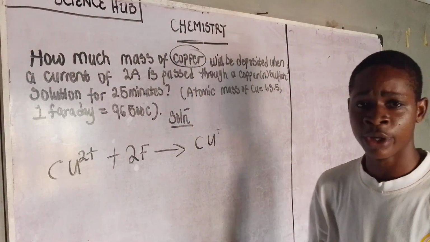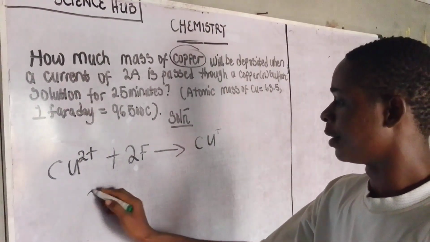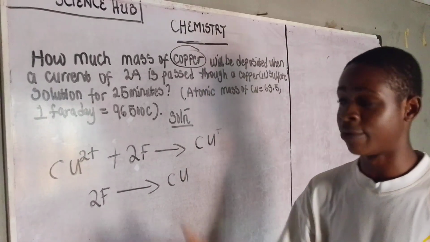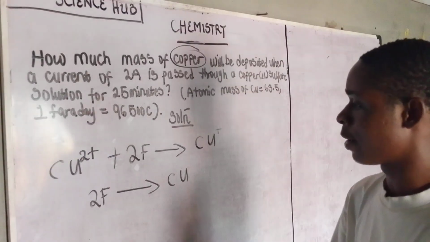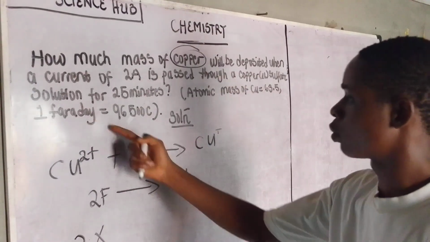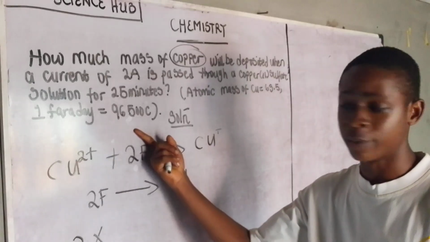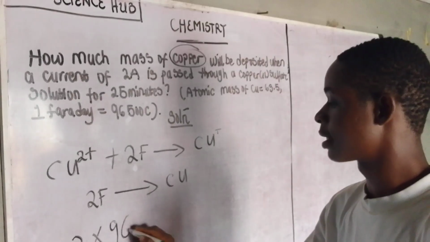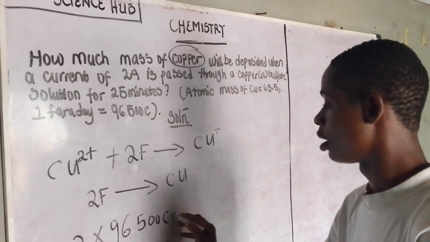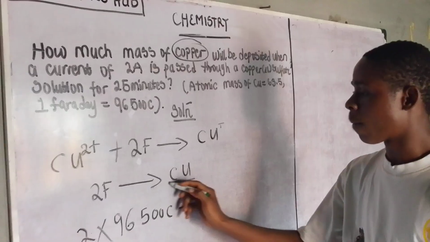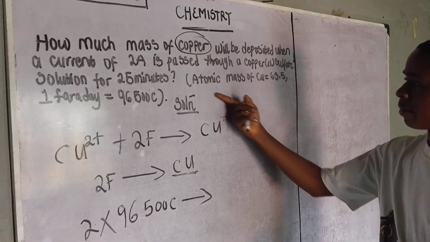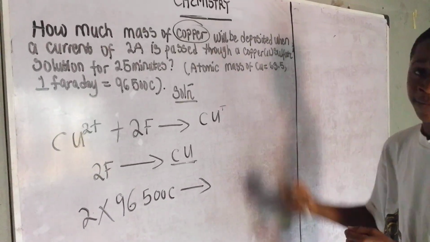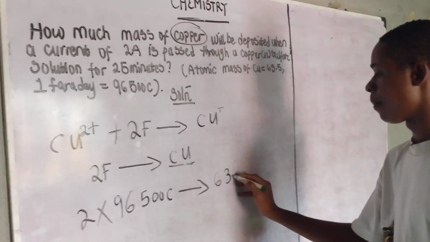Alright, let's actually go in and solve it. So if 2 Faraday can actually liberate 1 mole of this, how can we bring it and relate it to this particular question? So 2 Faraday is 2 times, of course, 1 Faraday is 96,500 coulomb. So 2 Faraday will be 2 times 96,500 coulomb. It liberates 1 mole. So 1 mole, how much mass does it contain? It's given as the atomic mass of copper, which is just 1 mole. It's 63.5. So I put it here, 63.5.